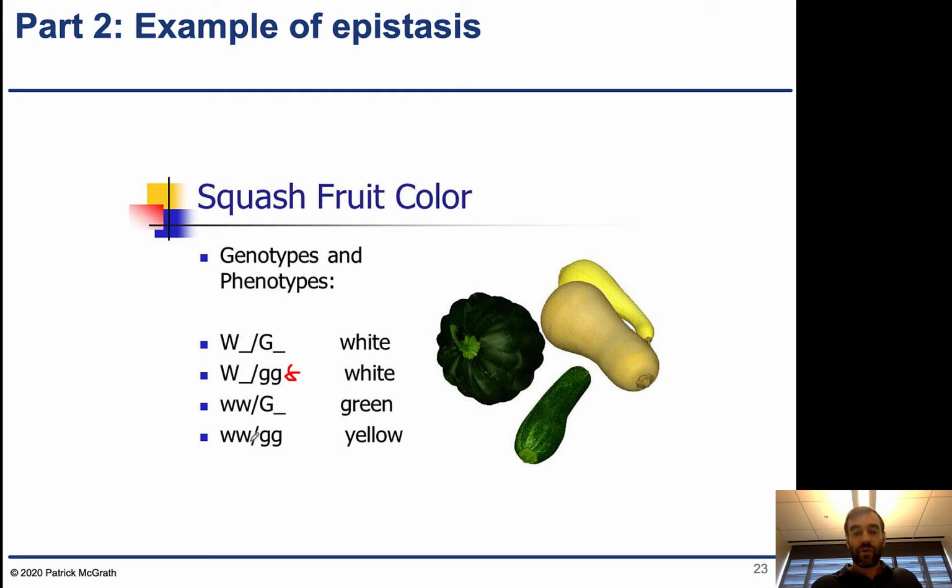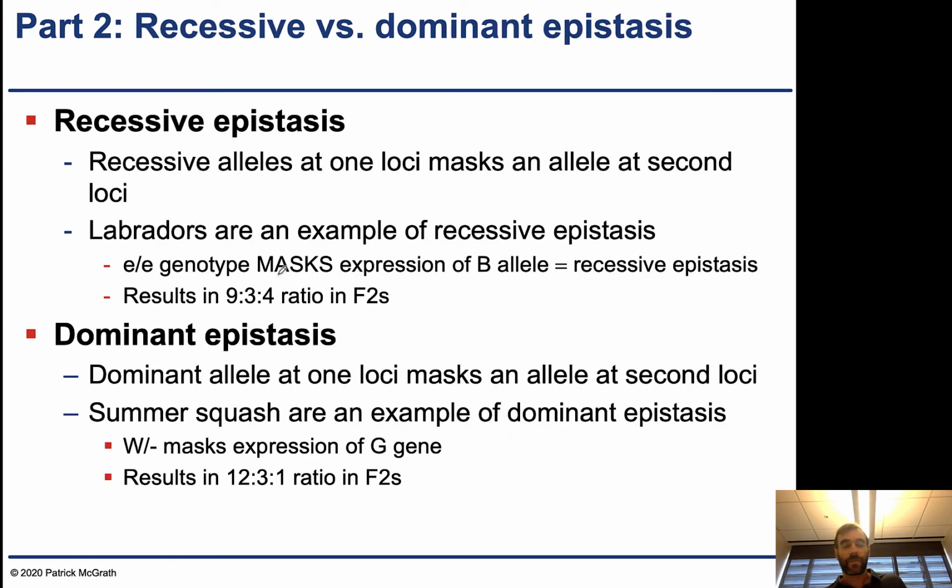So the genotypes that are grouped together are different, and as a result, instead of having a 9 to 3 to 4 ratio, you have a 12 to 3 to 1 ratio, which is determined by these rules right here. So this also motivates the definition of different types of epistasis. 2 common forms of epistasis are recessive epistasis and dominant epistasis. Recessive epistasis means the recessive alleles at one locus mask an allele at a second locus.